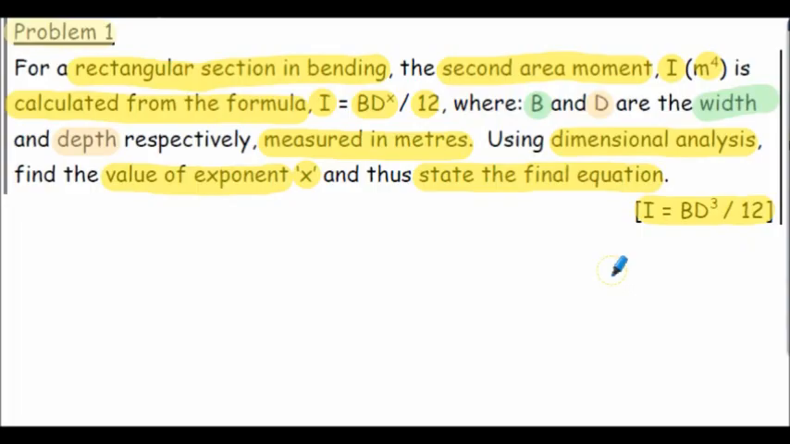So if you can attempt this question without further assistance, I would encourage you to stop the presentation and do so. But the full work solution is shown on the following slides.